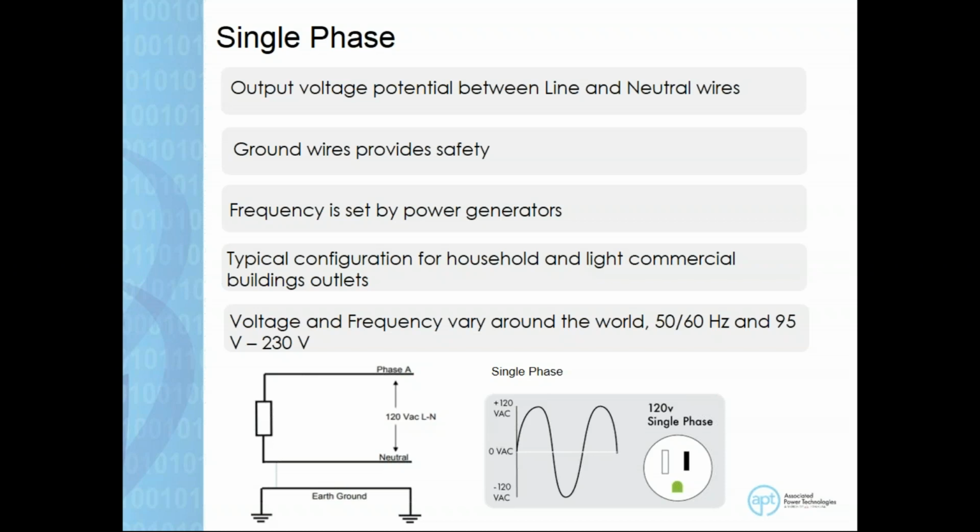Now, these are typically used all around your household, for household appliances or light commercial usage, where single phase power is enough to power up your LED lights, microwave ovens, vacuums, and those kinds of products. If you were to look at what single phase is, it's just a single sinusoidal wave of power being delivered between the phases of line and neutral.